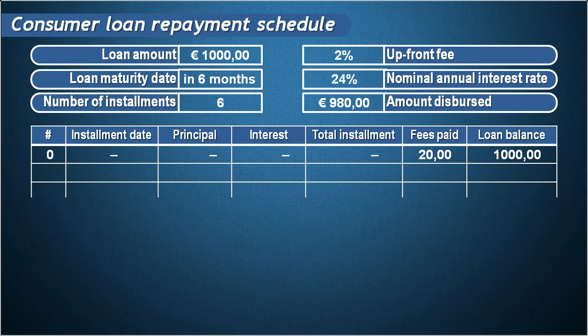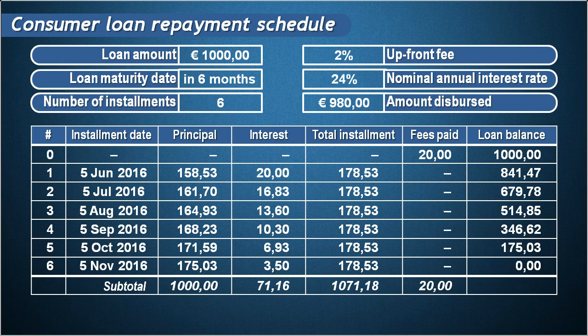The borrower takes a loan of €1,000 to be repaid within 6 months, each month one equal installment. With every installment, the borrower repays both part of the total amount borrowed, the principal, and also part of the interest rate the borrower is supposed to pay.